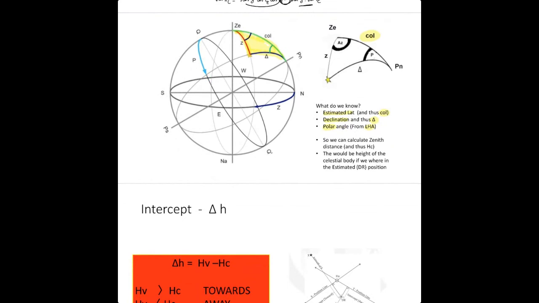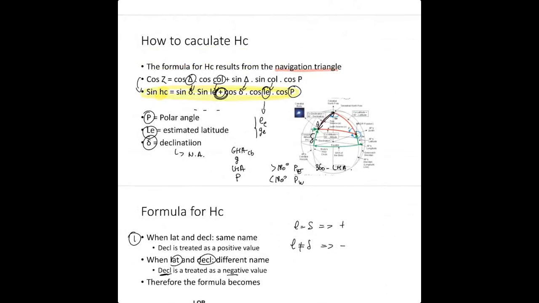We can also calculate our zenith distance, because we have from our observation H3, and voila. If we calculate HC, we also know the zenith distance, which is the height that we would expect the celestial body to have if we were in the dead reckoning position. Okay, so if we use this reasoning, we know all the elements from the navigational triangle in order to solve this formula, the one that you see here.